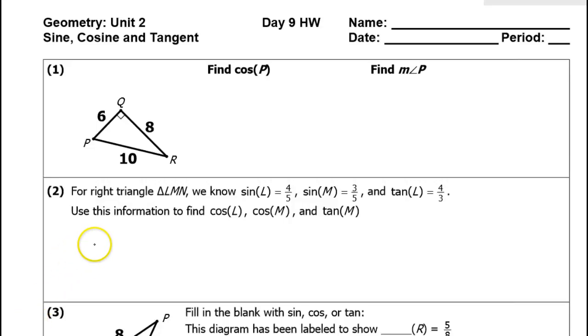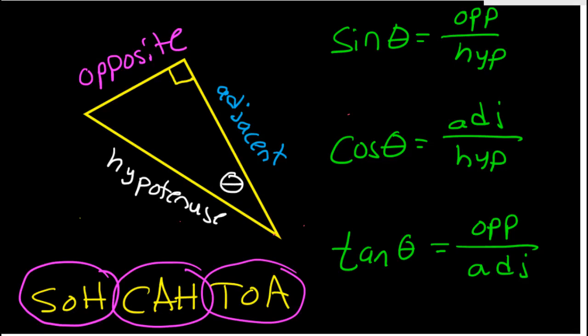In this lesson, we will continue to practice working with sine, cosine, and tangent. So as I go through, I'm going to be assuming that you have memorized the three key formulas. Sine is opposite leg over the hypotenuse, cosine is adjacent leg over the hypotenuse, and tangent is opposite leg over the adjacent leg. If you have trouble memorizing that, you might want to use the magic word SOHCAHTOA, which reminds us that sine is opposite over hypotenuse, cosine adjacent over hypotenuse, and tangent is opposite over adjacent.